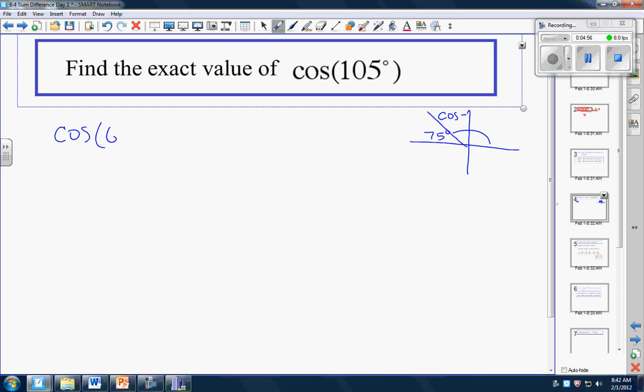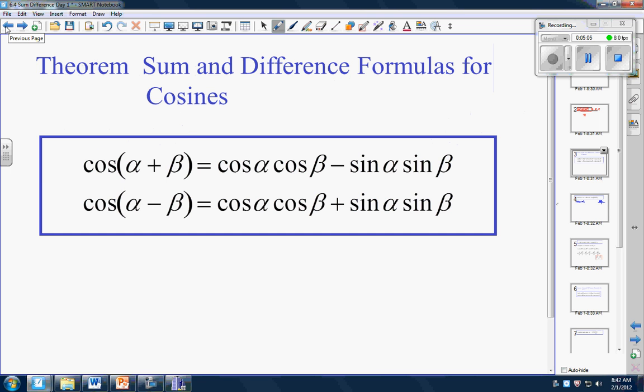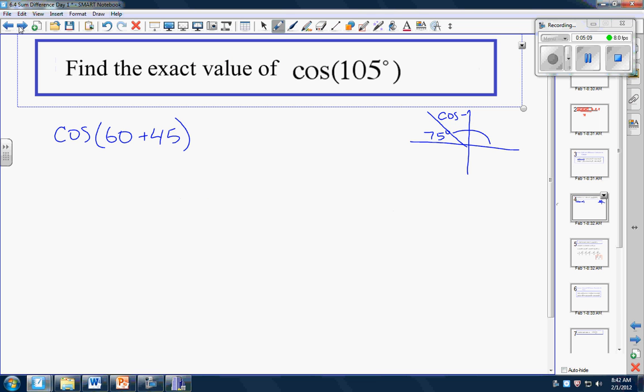Cosine of 60 plus 45. Okay, and it's got to be written in parentheses like that so it matches up to this guy right here. Now, that's not the only way you can get there. So think about if you can take something else that you know and maybe subtract to get to 105. But you're going to get the same answer that we will here. Okay? So all we got to do, plug this into our formula.